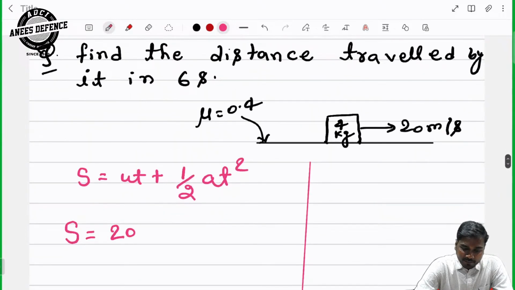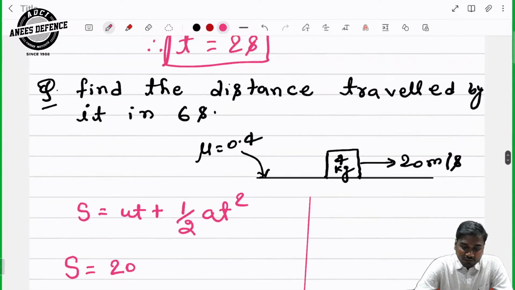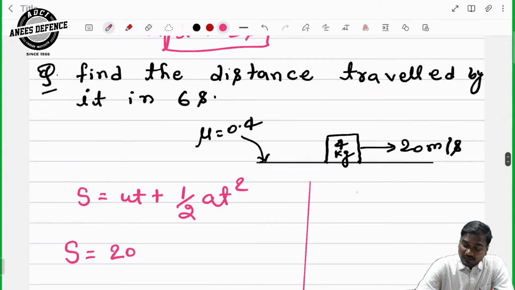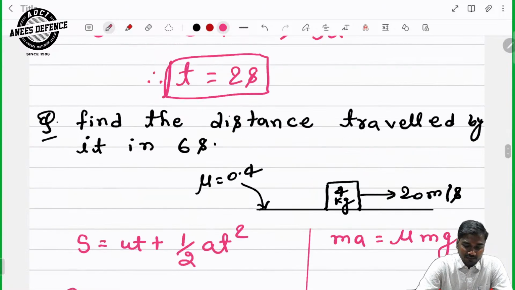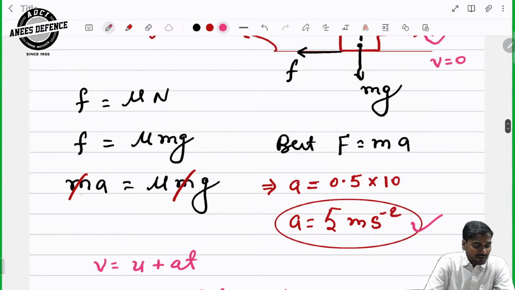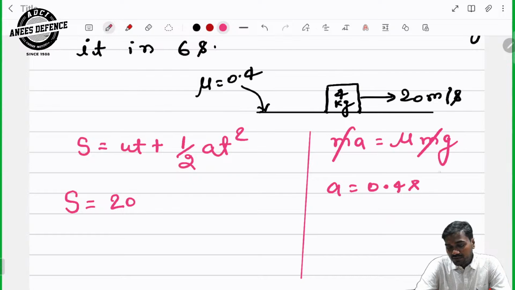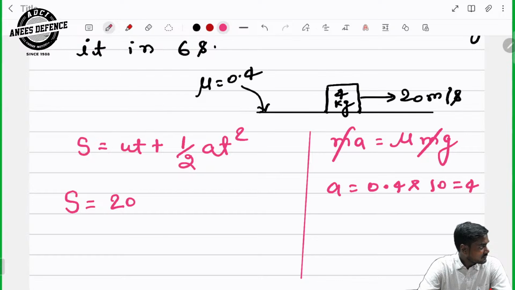But first we will check what time that block will take to come to rest. So same as before, F is equal to ma is equal to mu mg, mu into N. Use this relation. So ma is equal to mu mg. So what can you calculate? m cancels. The a is how much? mu into g, so 0.4 into g, 10, is equal to 4 meter per second square, right?